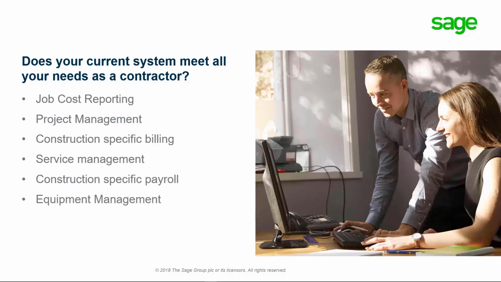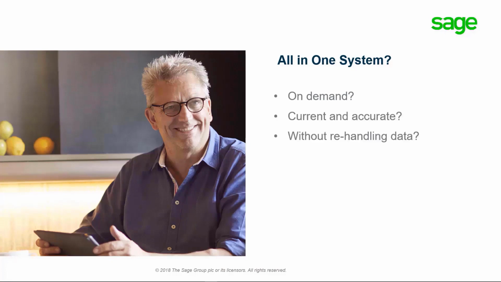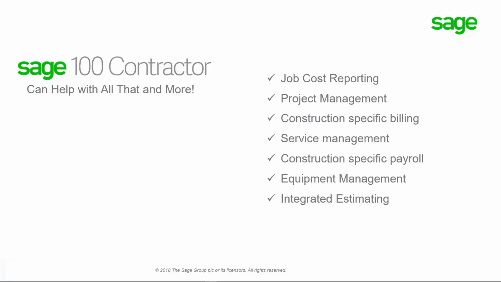also from the field? And can you generate quotes and estimates that also automatically create proposals, the job budget, purchase orders, and subcontract agreements, all in one system? Furthermore, can you accomplish this on demand at the push of a button, reports that are current and accurate, and do it without rekeying or rehandling data? Sage 100 Contractor can. So let's take a look.